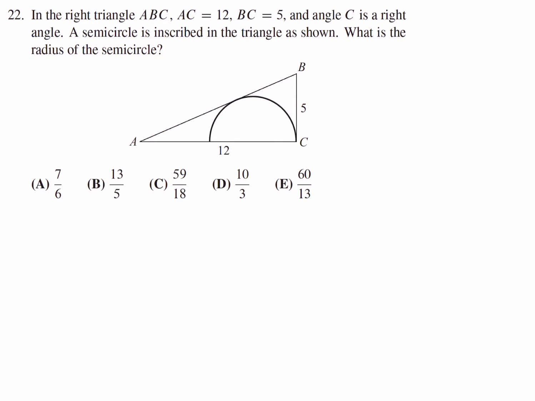In the right triangle ABC, AC is 12, BC is 5, and C is a right angle. A semicircle is inscribed in the triangle. What is the radius of the semicircle?